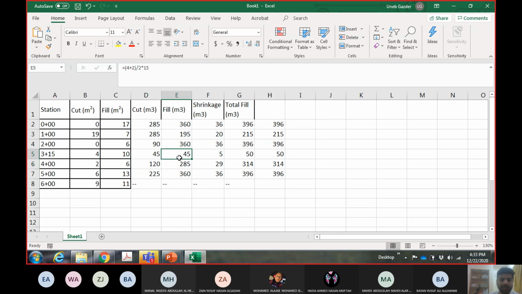Same thing will be done for the fill as well. Here you will use a length of 45 and here you will use a length of 15. Length remains the same. And here they are 30, 30.